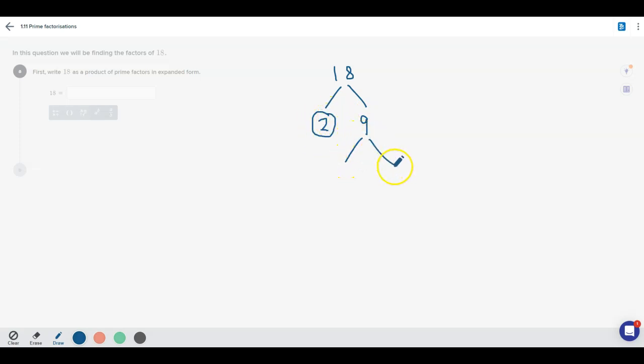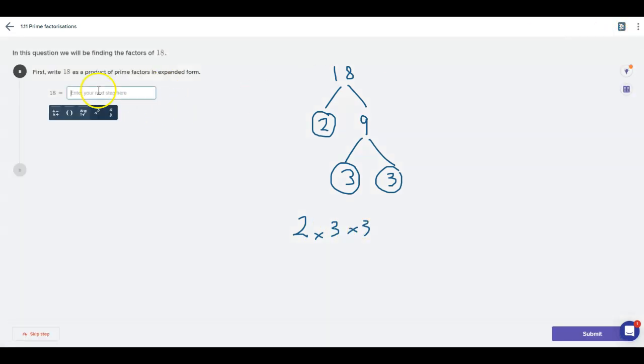And we need to look at what numbers give us 9. Well, 3 times 3 gives us 9. And of course 3 and 3 are both prime numbers, so they get circled, and that means we've got all our prime numbers now because all the branches have been finished. So our prime factors are 2 times 3 times 3. So to answer this first part of the question, we're going to again write 2 multiplied by 3 multiplied by 3, and that's the preferred order again because we want to go in ascending order, so smallest to biggest numbers.